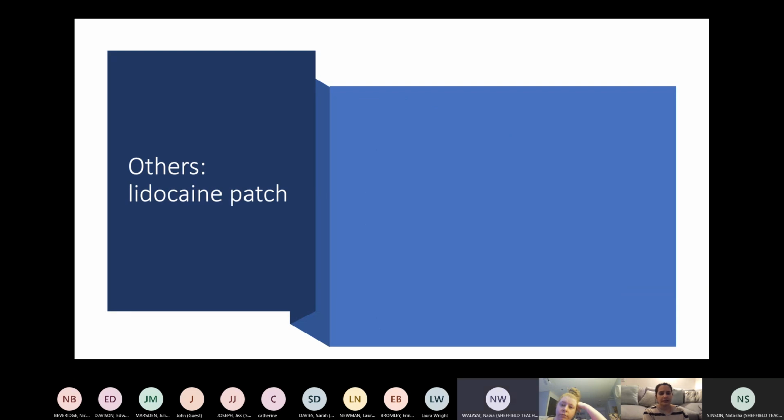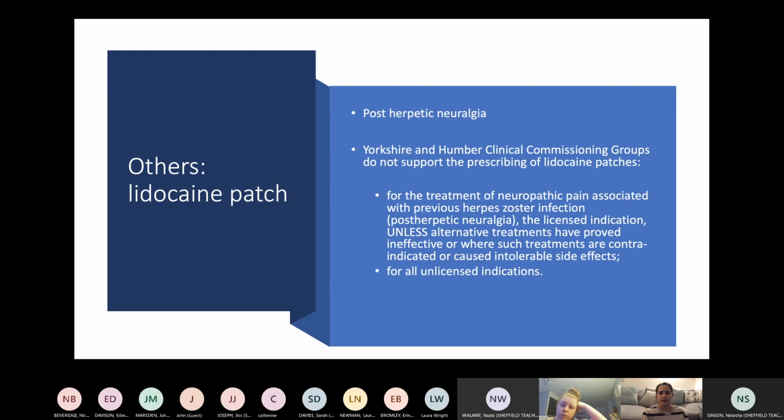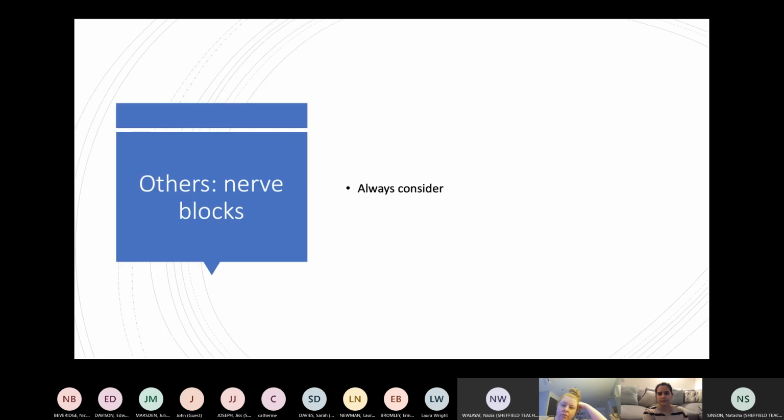And then there's always the lidocaine patch, which when I looked into this, it's only licensed actually for post-herpetic neuralgia, which I didn't realise, because I feel like sometimes we stick it on as a last resort for people who are in pain. But actually, our CCG doesn't support the use of prescribing lidocaine patches for post-herpetic neuralgia, unless there are alternative treatments that have been proved ineffective. But even so, they just don't really like it, it seems, the CCG here. So I don't think they would fund it. And they just stated that the evidence is unclear for it.